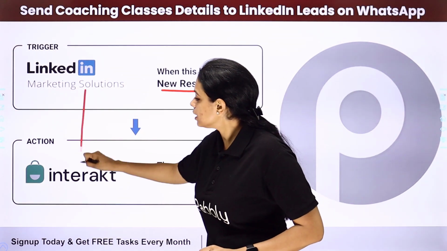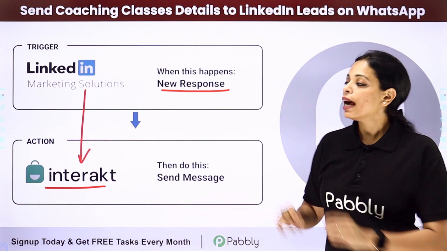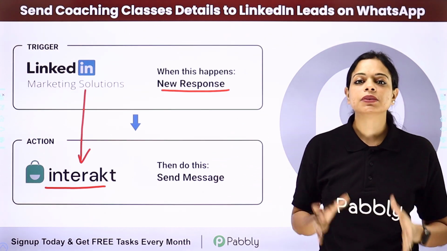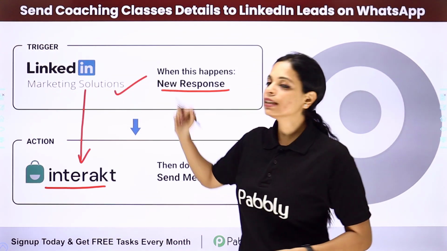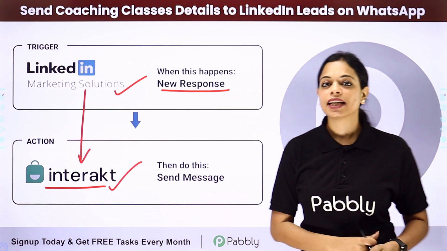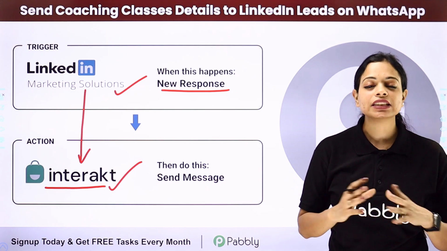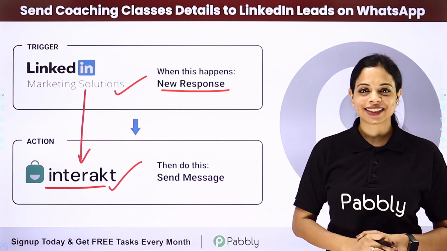For this, you will have to integrate the two applications. Here we are using Interact to send WhatsApp messages, and the same integration can be done using Pabbly Connect software. So here your trigger application will be LinkedIn lead generation forms and your action application will be Interact. Now, how can you integrate and automate this process yourself? To understand that, let me take you to my screen.